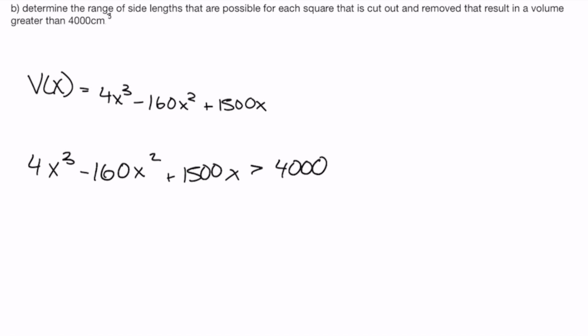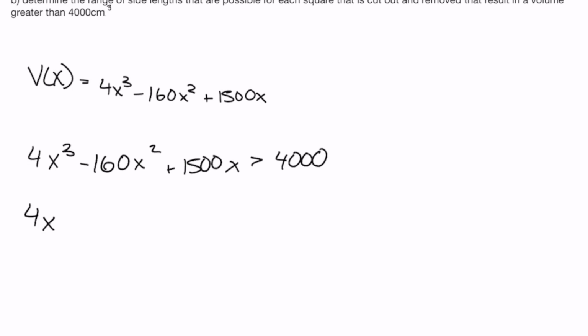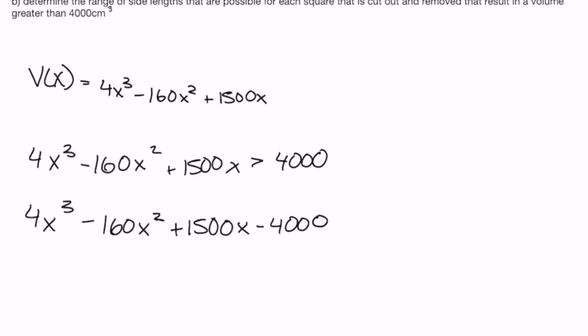So what we're going to do is move the 4,000 over to the other side. We're going to end up with 4x cubed minus 160x squared plus 1500x minus 4,000 is greater than 0. And now what we need to do is find the zeros. So we need to find the values of x that result in 0.